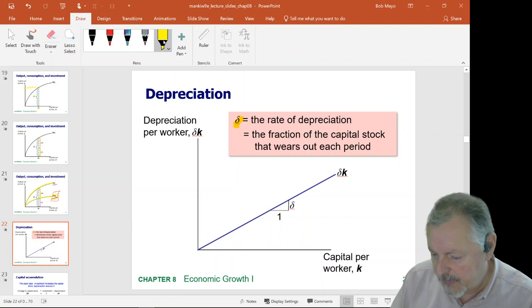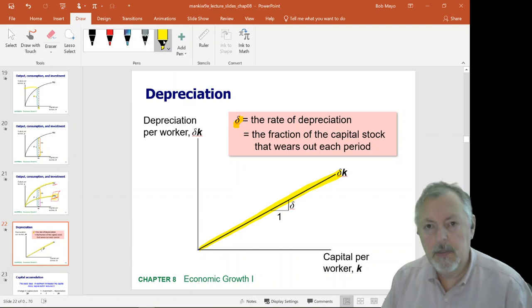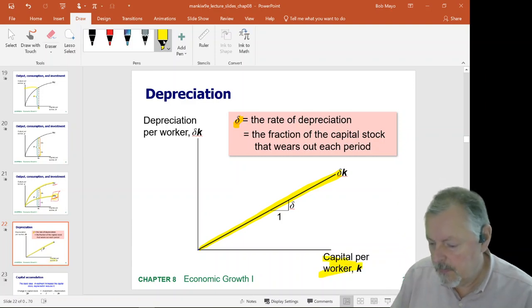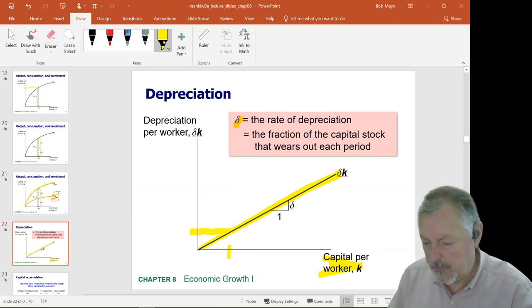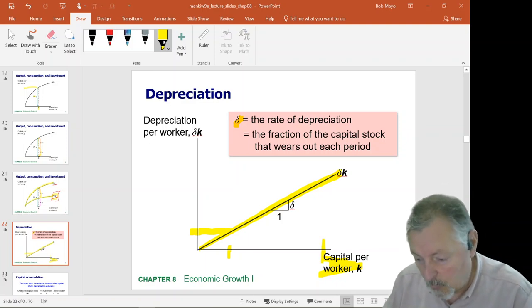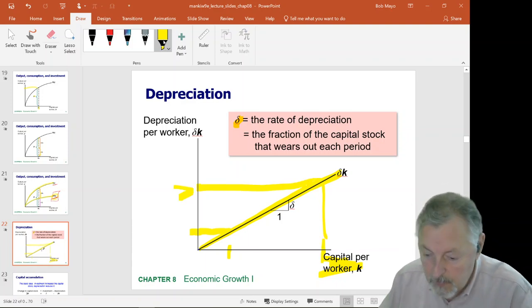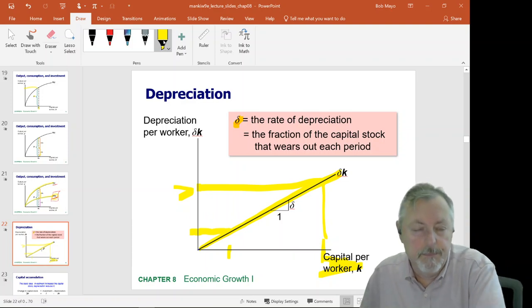So this curve is how much capital is going away as a function of capital per worker. If you have this much capital per worker, you're going to lose that much per time period. If you have a lot of capital per worker, you're going to lose more per time period.